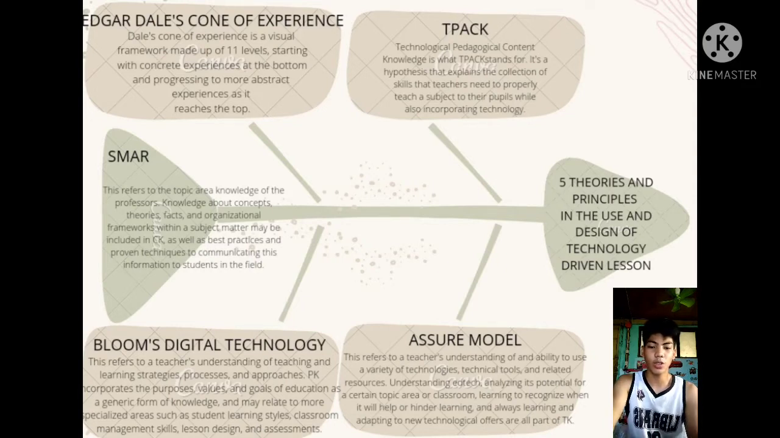So in modification, in this stage, using the SAMR model, you are transitioning from enhancement to transformation. This is a genuine change to lesson design and learning outcome rather than a replacement or upgrade. And the third one is redefinition.